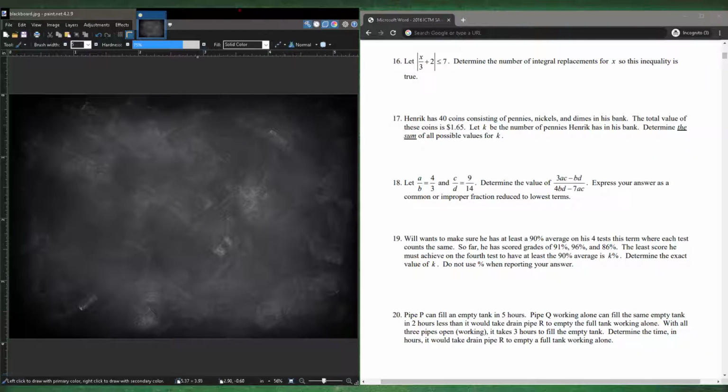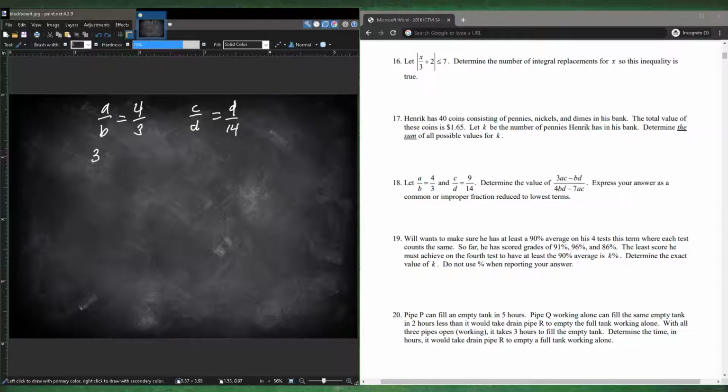Number 18. Let A divided by B equal 4 over 3, and let C divided by D equal 9 over 14. Determine the value of (3AC minus BD) over (4BD minus 7AC). Okay, since we have 4 variables, all we can do is simplify to 2. So then we can just get rid of some of the variables. So 3AC, let's keep A and C. Then minus BD. Actually, let's rewrite these equations first.